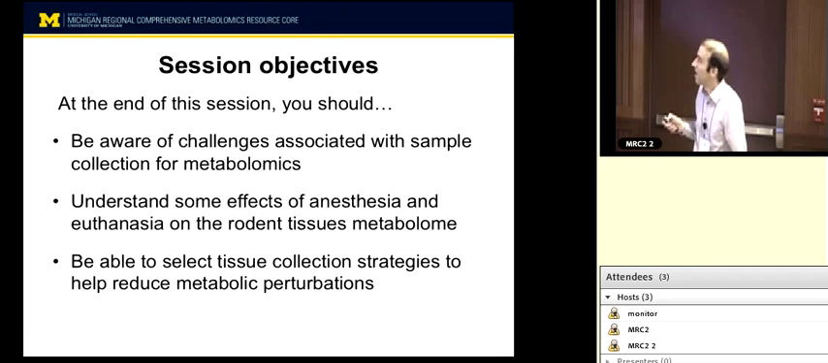And we collected different tissues. We collected skeletal muscle. We collected plasma. We collected liver. We collected heart tissue. And we collected white adipose. And we did this after performing 6 different modes of anesthesia and euthanasia, all of which are commonly used in the literature in working with these animals.